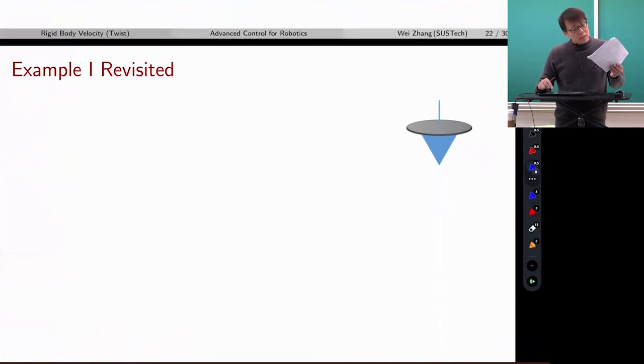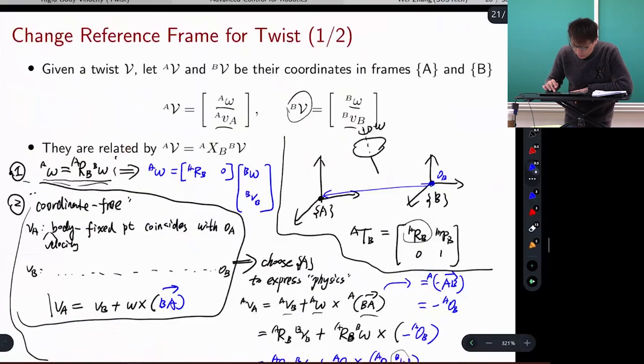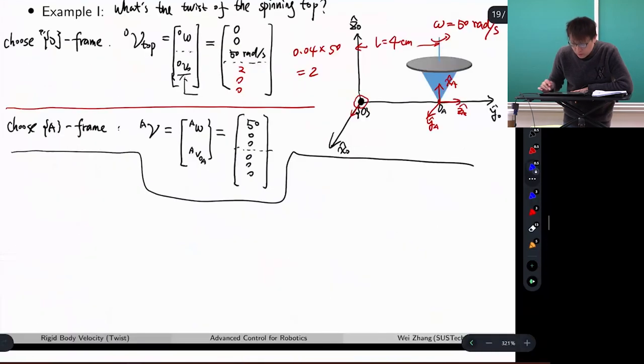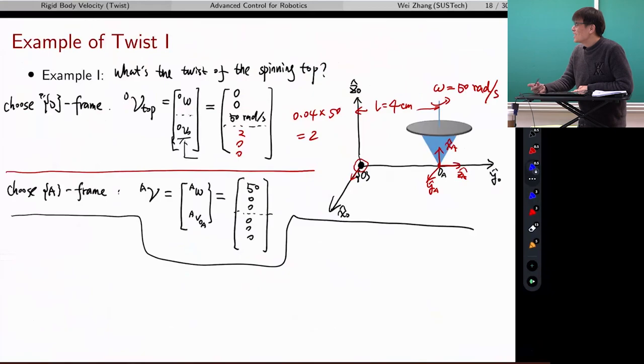We have 1 minute. I think I need to use that 1 minute, okay? Let's go back to this example. Not 1 minute.